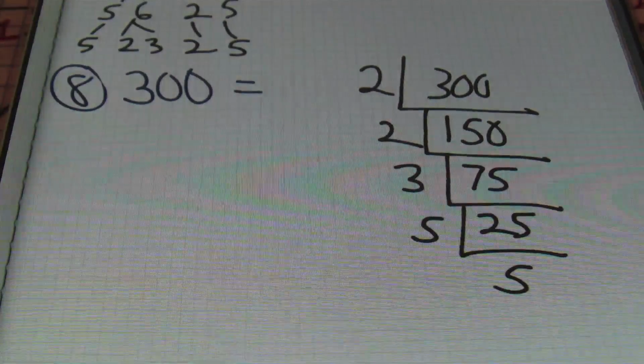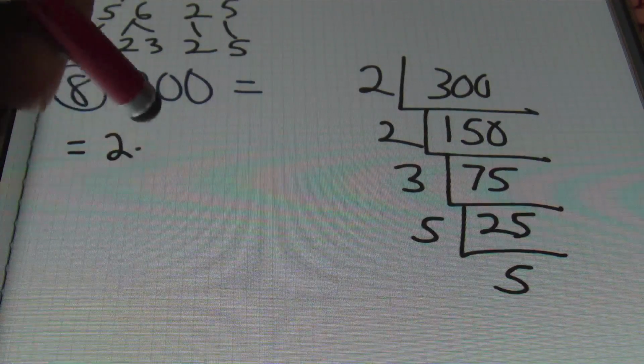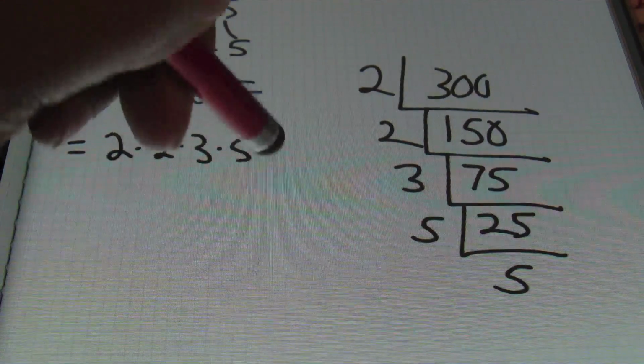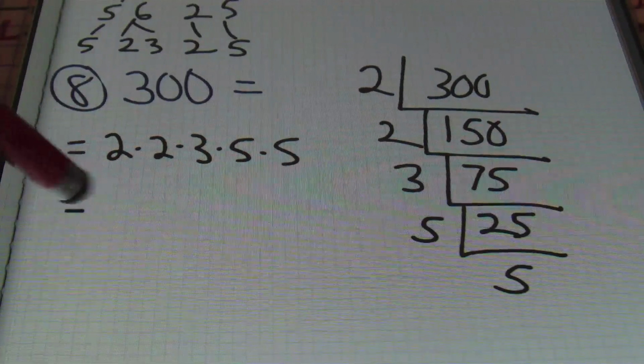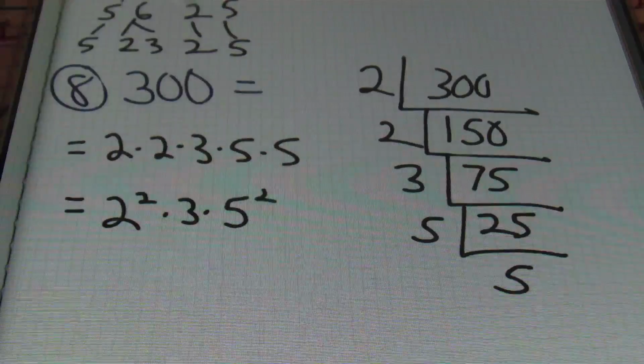So there it is. The prime factorization. So this is going to equal 2 times 2 times 3 times 5 times 5. And once again, in exponential notation, I'll have 2 squared times 3 times 5 squared.